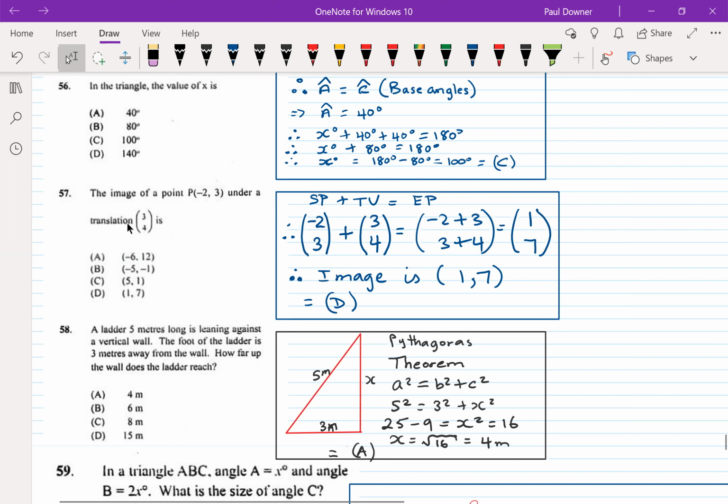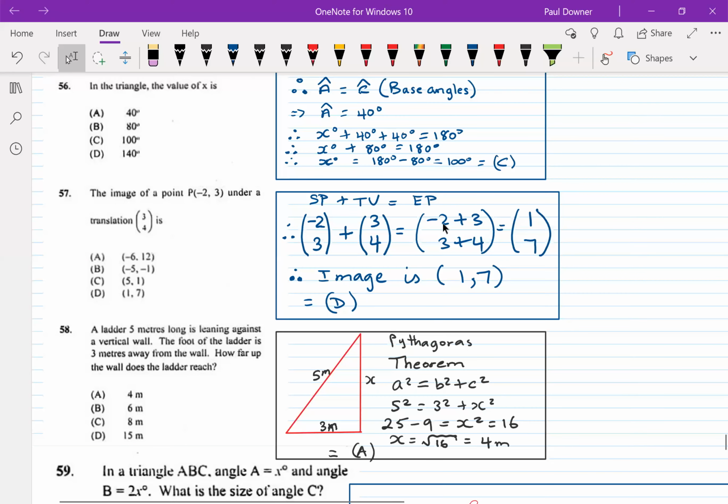Under a translation, so this is the translation vector, 3, 4, will give us the endpoint. So what is the image? The image of this. This is what they're trying to find. So the start point is this, the translation vector, and they want us to tell them what is the image, or the endpoint. So there's the object plus the translation vector is going to give us the image. So the image is what they want us to calculate. So you have to calculate it using this formula.